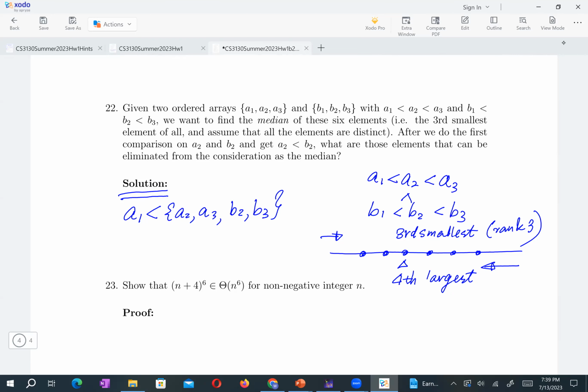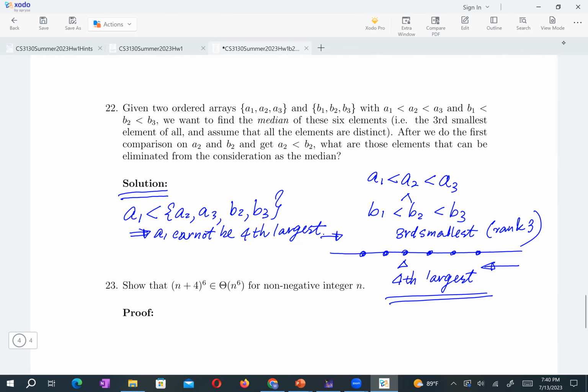Look at the fourth largest. The median is the fourth largest. So this tells us A1 cannot be the fourth largest. A1 cannot be the fourth largest, so A1 can be eliminated.